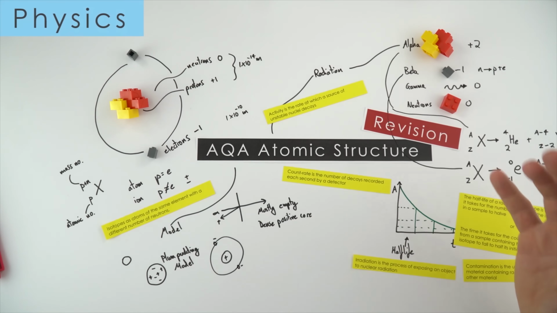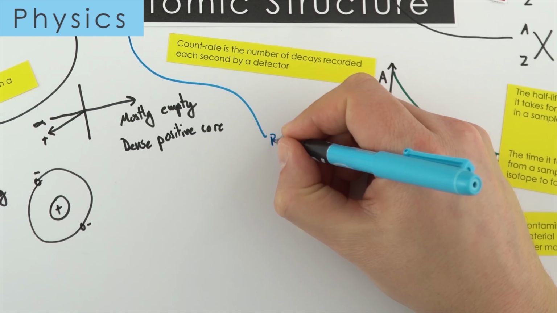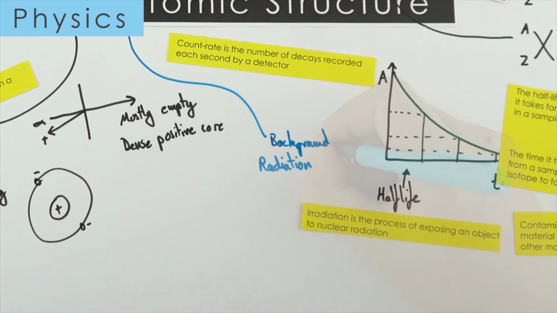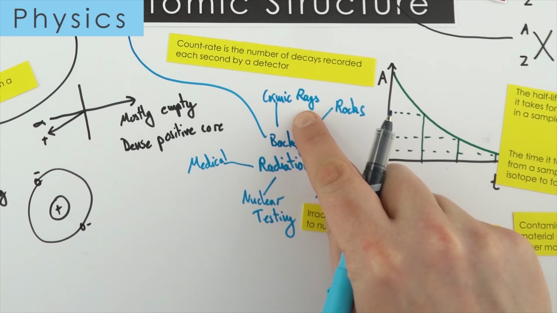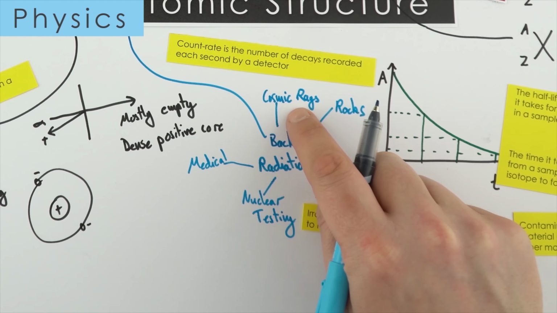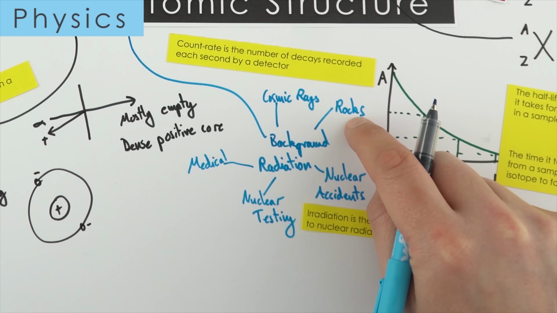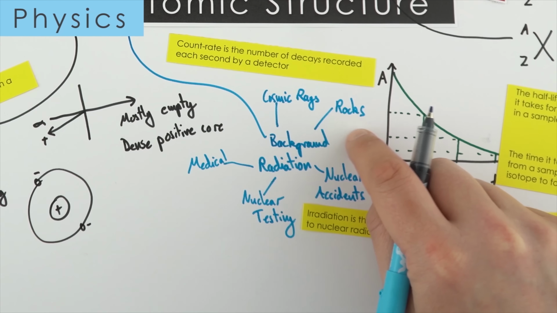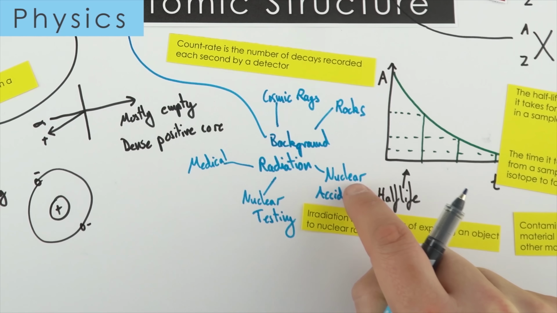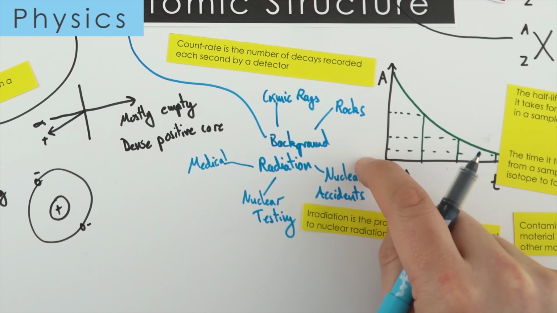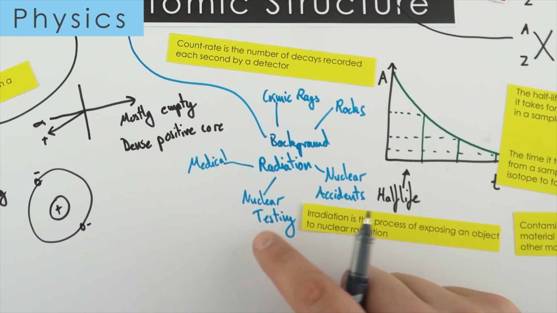Now the thing is that we are constantly being exposed to radiation, and some of this is called background radiation. And this comes from a number of different places. So some of this is natural and we can't get away from it. We have cosmic rays, which are highly charged particles coming from space. There's also radioactive isotopes underground which decay, and this gives us some radiation from the rocks beneath our feet. But we also have it from man-made things. Some of these are nuclear accidents in power stations, some of it's from nuclear testing of atomic bombs, and also in medical uses.